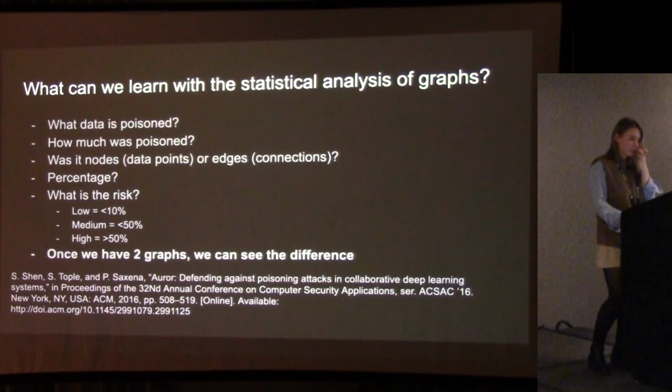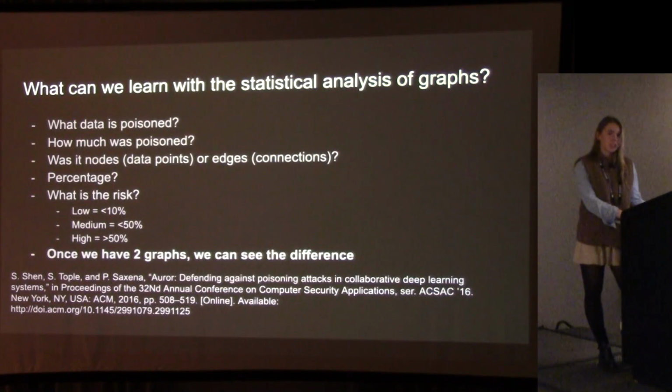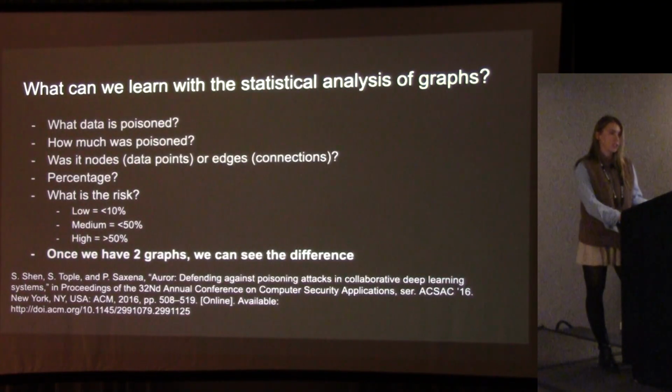So why is statistical analysis important? We use it to give a rough estimate of risk. These risk ratings were not chosen arbitrarily. 10% is the rough amount of poison nodes or poison data points needed to alter data into noticeably changing the model, according to literature in the area, which I have cited on this slide. Ultimately, the goal is to see the difference between the two graphs and to see exactly how much these two graphs have changed after poisoning.